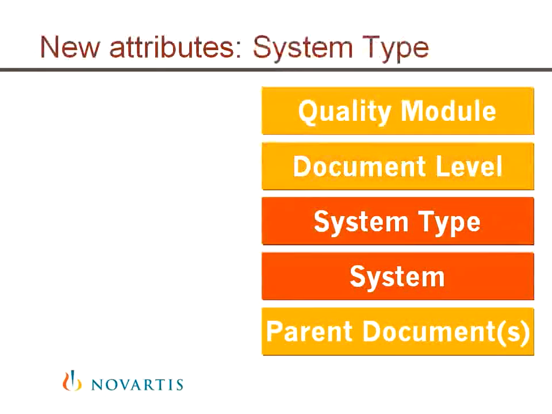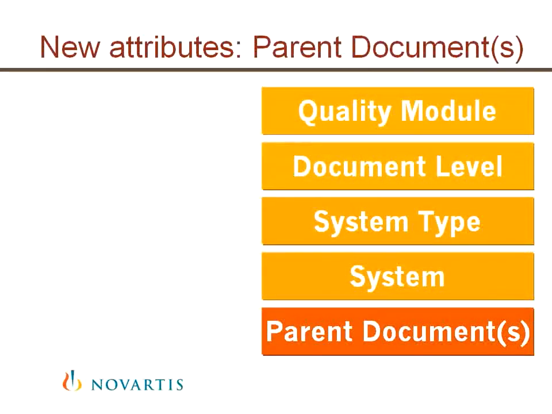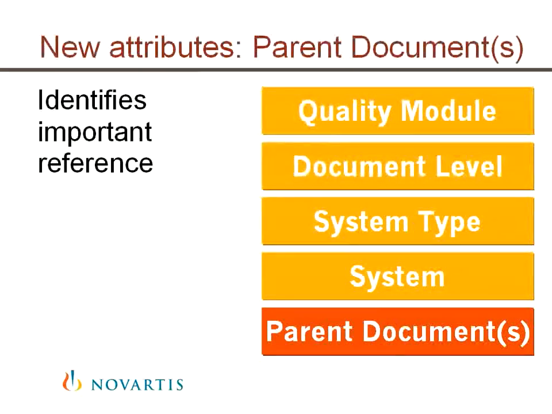The system type and system attributes describe the equipment or process that this document pertains to. When you are tagging your document, you'll see a set of available combinations to choose from. The appropriate combination should be quickly apparent. The parent documents attribute can refer to one or more documents from which your document is derived.